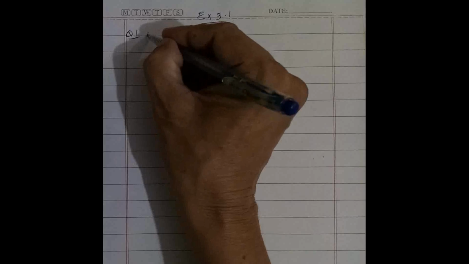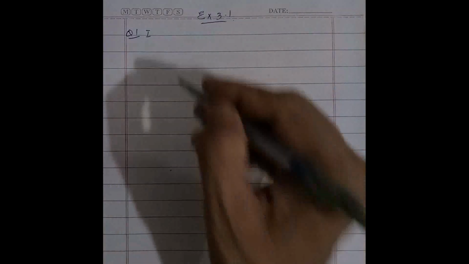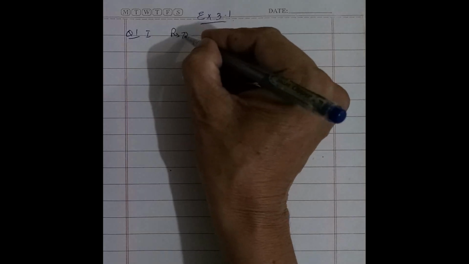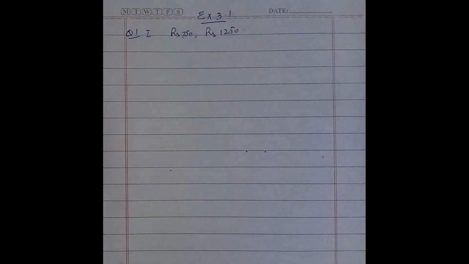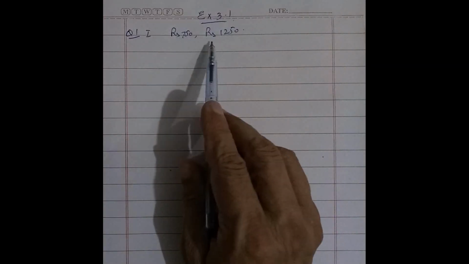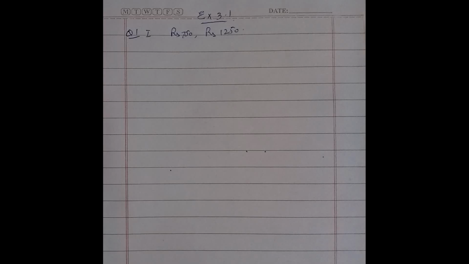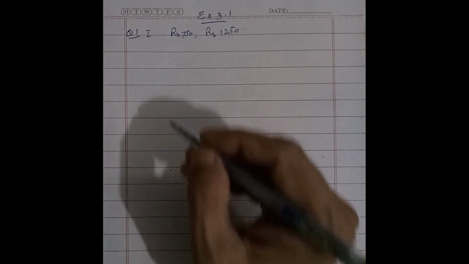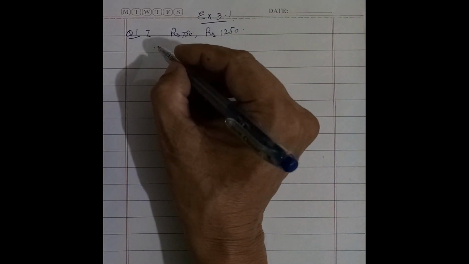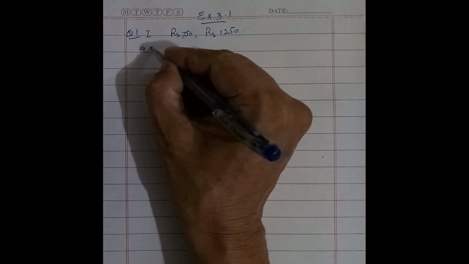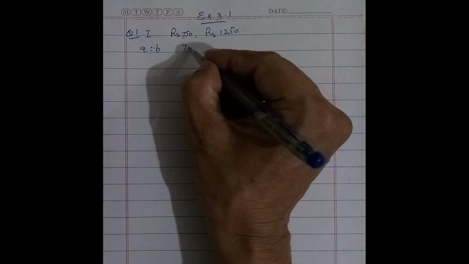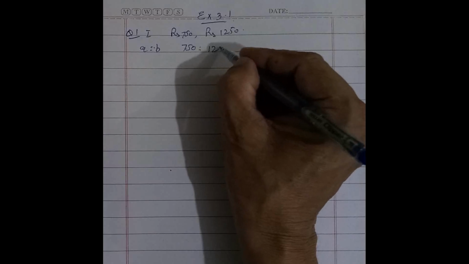Question 1, part 1. Here is rupees 750 and rupees 1250. Their units are the same. The first value is in rupees and the second value is also in rupees. Now we can easily compare them in ratio. A ratio B is equal to 750 ratio 1250.